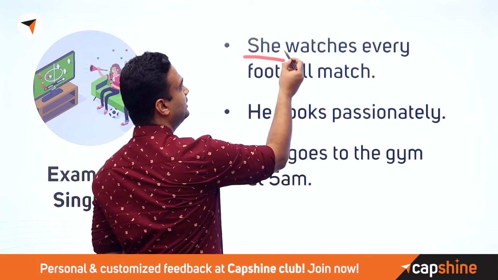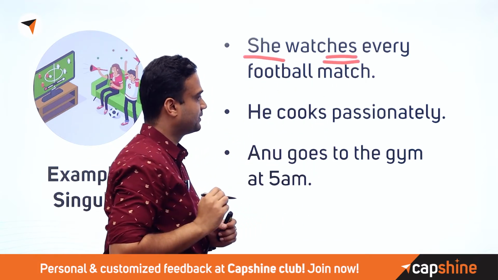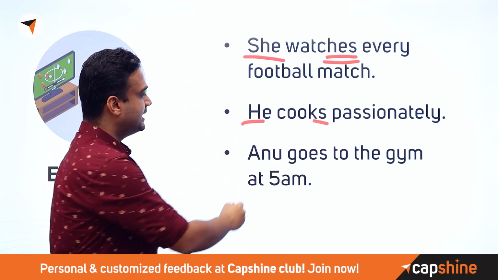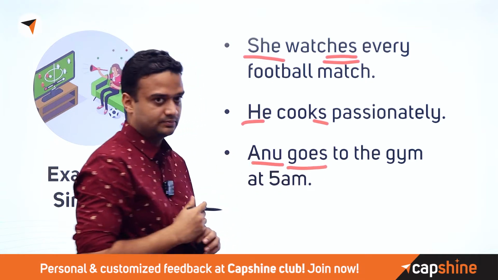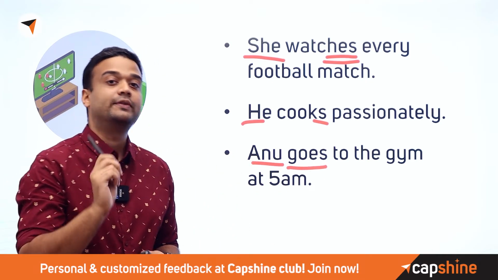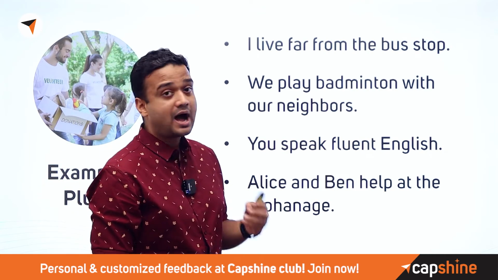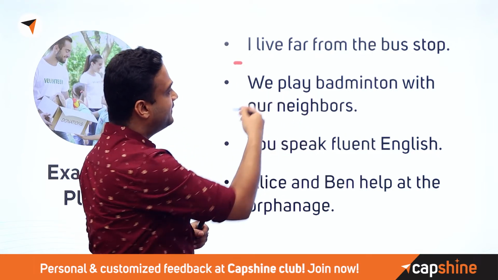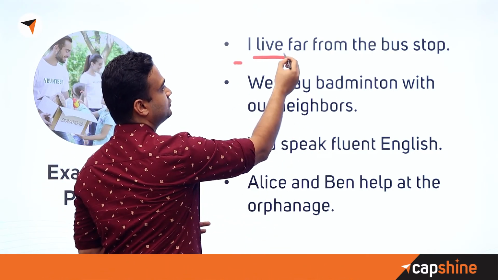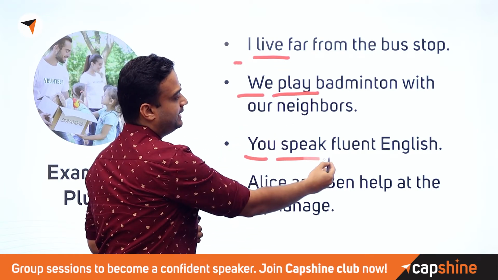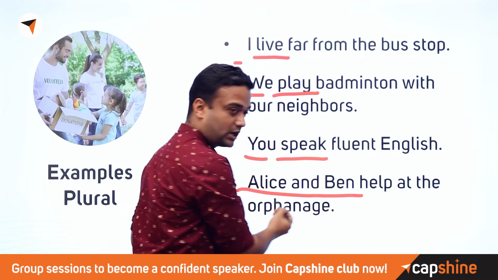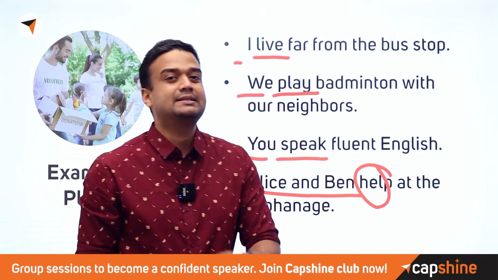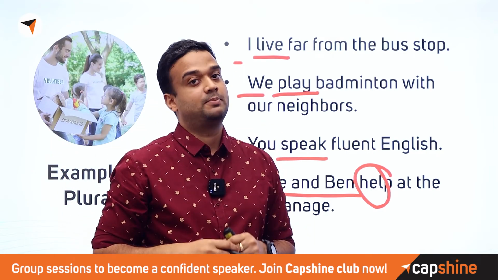So notice how this is singular and the verb ends with an s. He cooks passionately. Singular subject, the verb ends with an s. Anu goes to the gym. Singular subject, the verb ends with an s. On the other hand, if the subject is an I or a you or a we, then we use the verb without an s ending, right? Notice how there's no s here. We play, you speak fluent English, Alice and Ben, a compound subject that is plural, help at the orphanage, right? So basic construction of subject and verb. The same rule applies throughout.